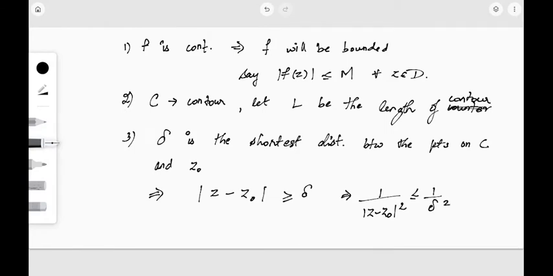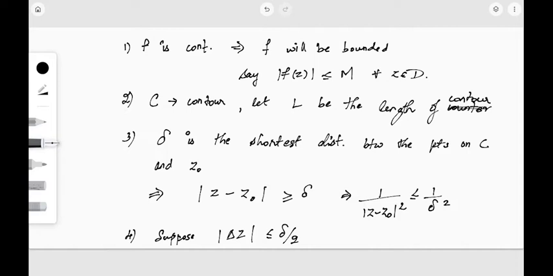So this is another thing. And the fourth thing that we are assuming is that suppose that modulus of delta z is less than or equal to small delta by 2. Okay, so these are the things that we are going to keep in mind right now.